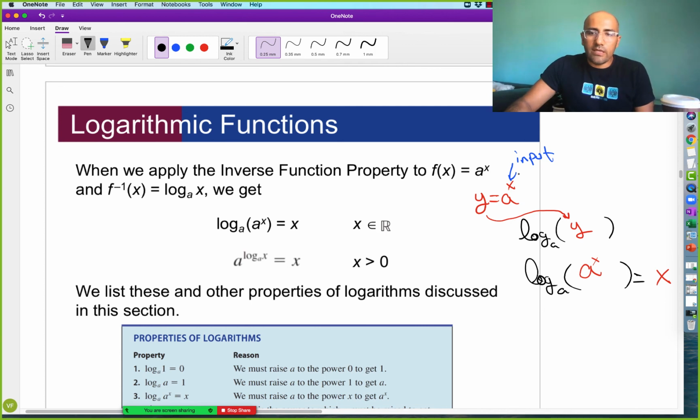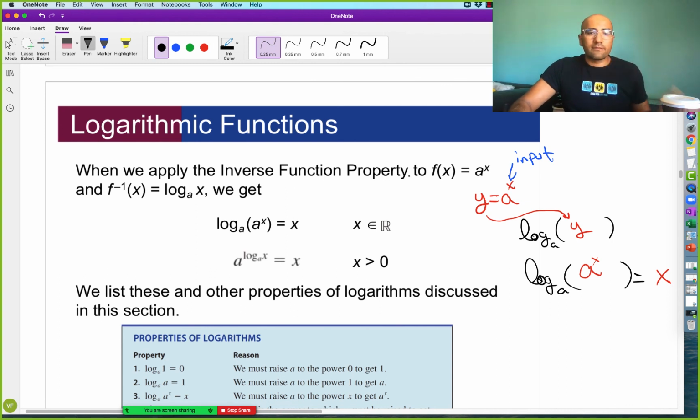Okay, so what did we do? We started with the input of x. We applied it to the exponential function. We get an output. That output gets deposited into the log base a function, and then that undoes whatever this did and ends up giving you the same output, right? So it's kind of a round trip that happens between these two, and that's what happens with inverse functions.